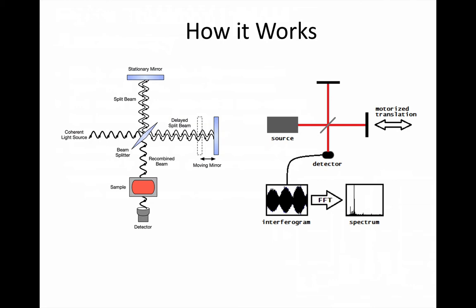As one mirror moves forward, the wavelength getting constructive interference in the forward direction scans through a range. The result at the detector is what they call the interferogram. And then a computer does a fast Fourier transform to get the actual spectrum.